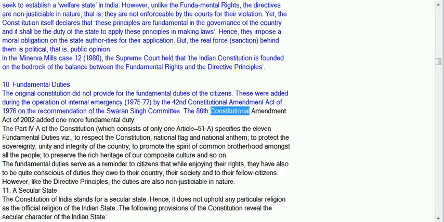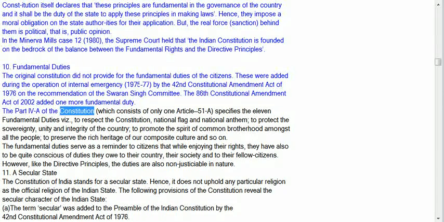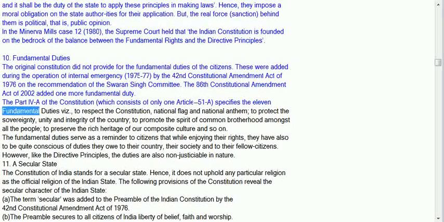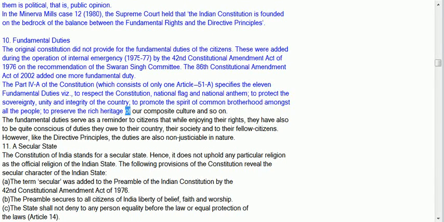The 86th Constitutional Amendment Act of 2002 added one more fundamental duty. Part IVA of the Constitution, which consists of only one Article 51A, specifies the 11 fundamental duties, viz., to respect the Constitution, national flag, and national anthem, to protect the sovereignty, unity, and integrity of the country, to promote the spirit of common brotherhood amongst all the people, to preserve the rich heritage of our composite culture, and so on.